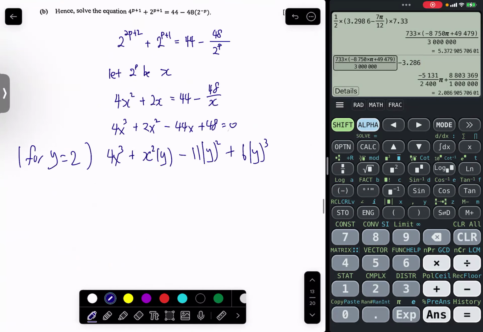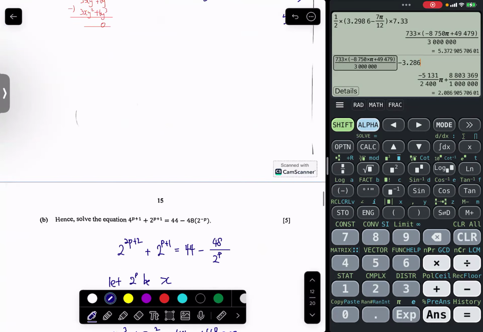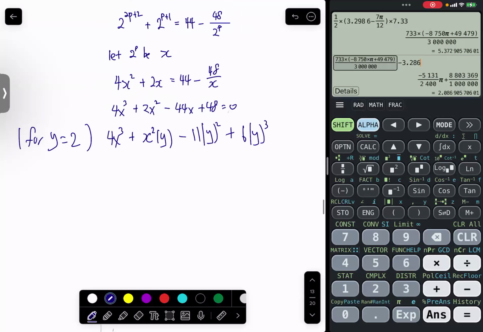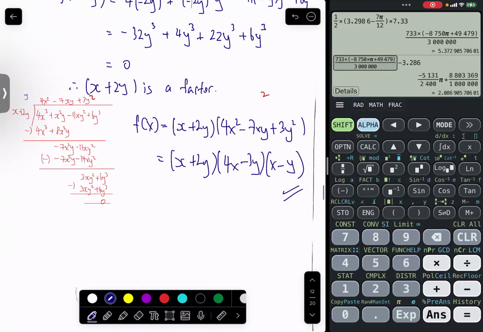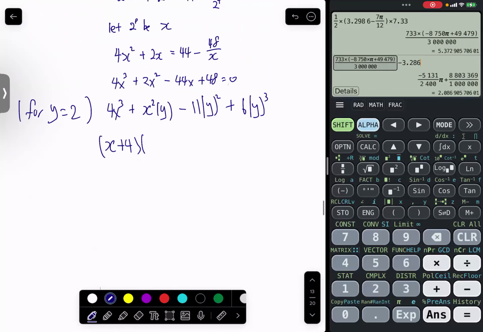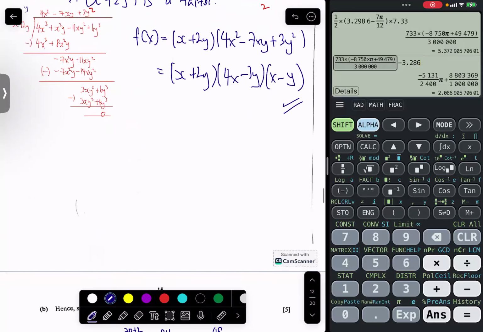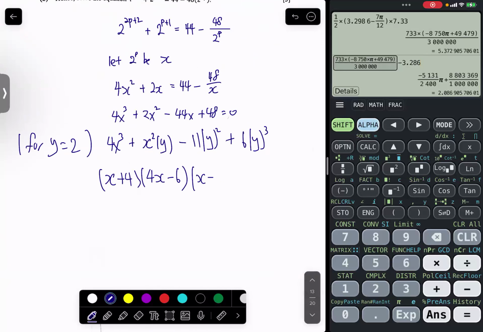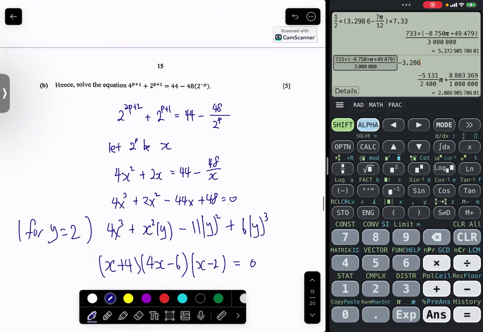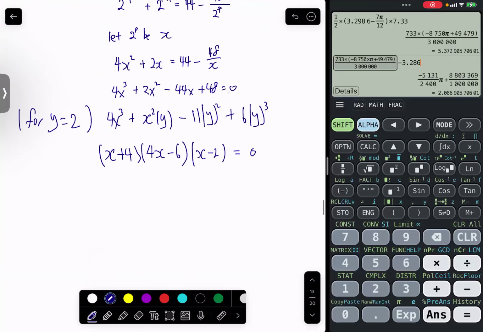So that means the factorization of this is going to be (x plus 2y), so (x plus 4), bracket, (4x minus 6), and lastly (x minus 2) equals 0. So x equals negative 4, x equals 6 over 4, x equals 2. Okay, right?